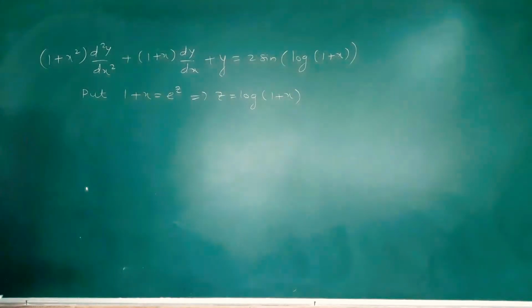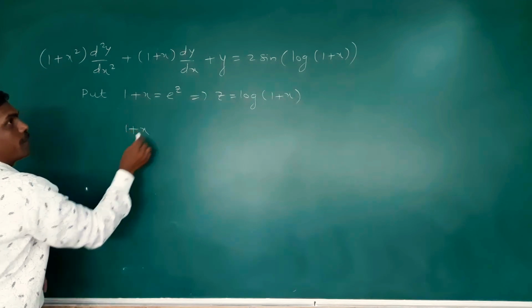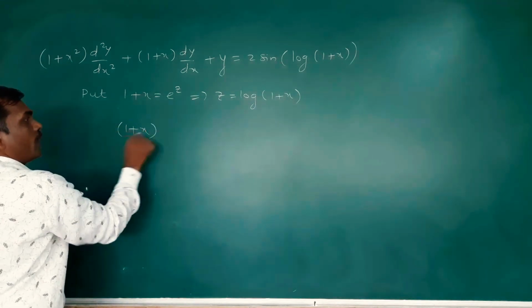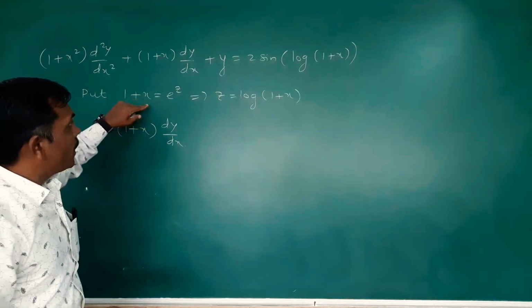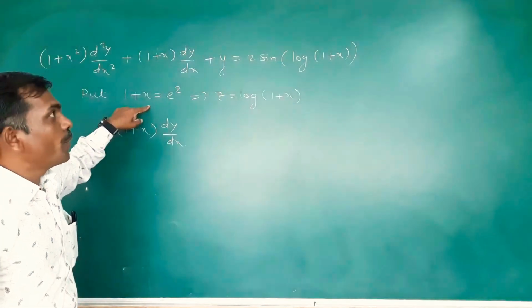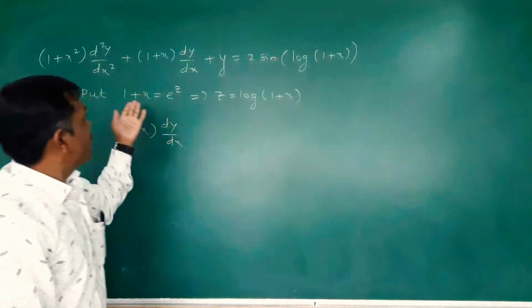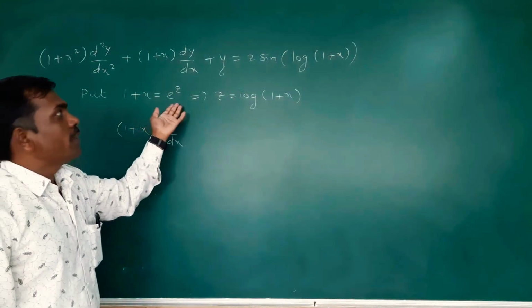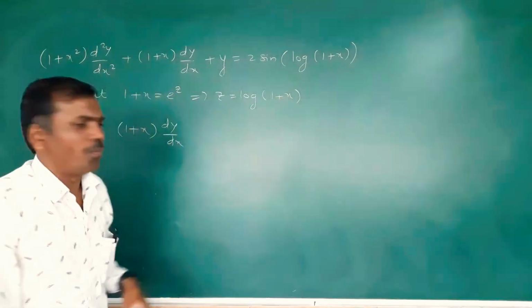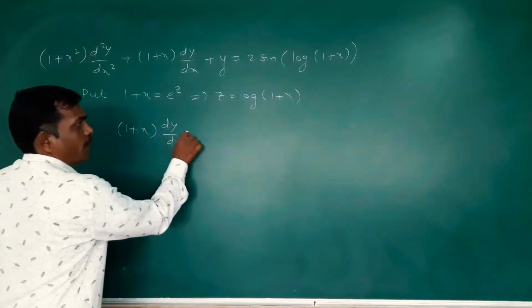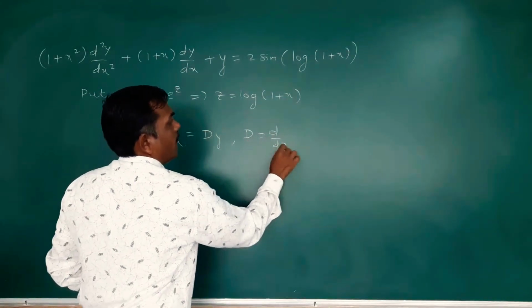Right? The next one is, I want this 1 plus x dy by dx. So 1 plus x into dy by dx. Now, same as the last example, we didn't find x here. That may be the question in your mind. But we don't require it because 1 plus x is already there, and we can substitute the value of 1 plus x as e raised to z, or log of 1 plus x is z. No problem. So 1 plus x into d by dx is equal to capital D, where capital D is d by dz.